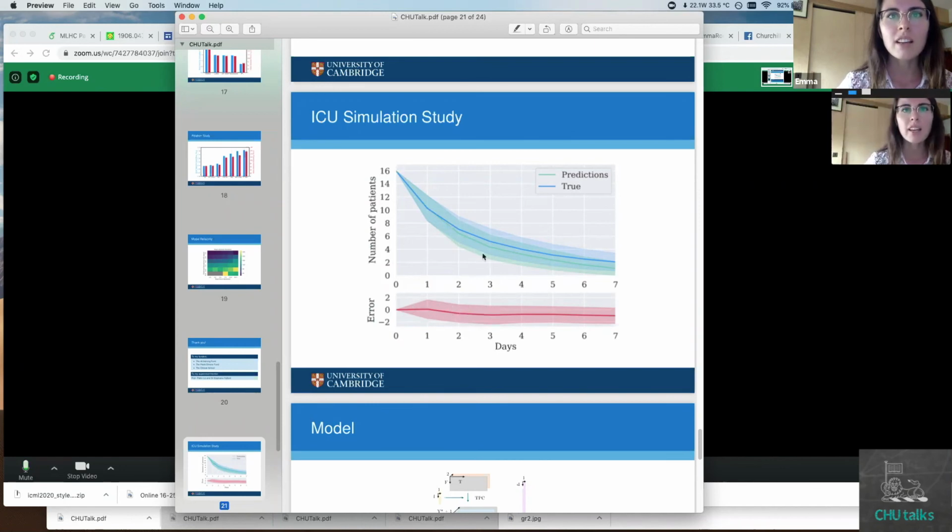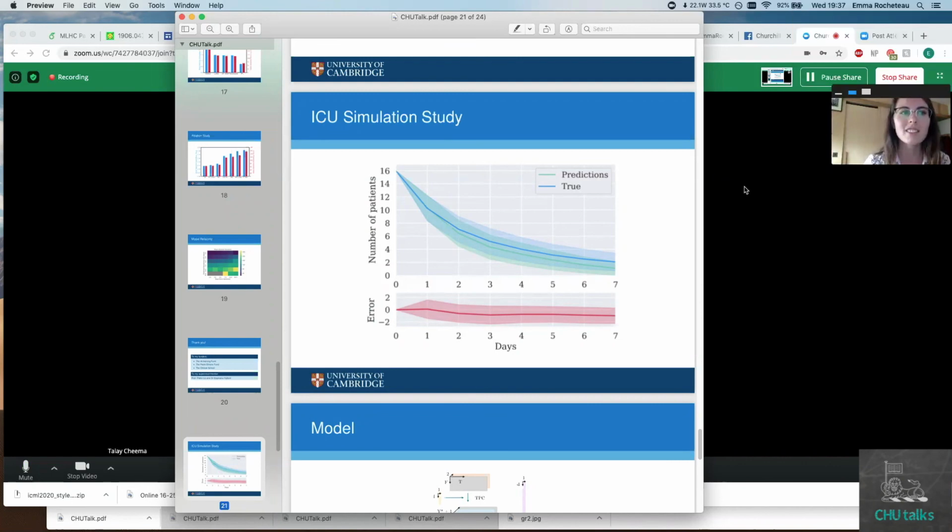But after 1 day, our model does slightly underpredict the number of patients that will still be there. And in terms of the error, well, I guess it's not really the uncertainty, it's the standard deviation of the error that we have. So you could expect it to be roughly within one patient of the true value most of the time. Does that kind of answer your question?